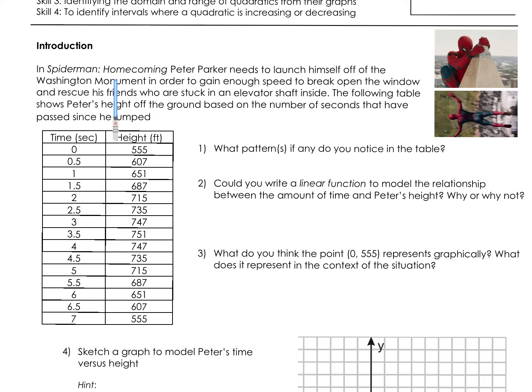All right, so Spider-Man. In Homecoming, Peter Parker needs to launch himself off the Washington Monument in order to gain enough speed to break open the window and rescue his friends who are stuck in an elevator shaft inside. The following table shows Peter's height off the ground based on the number of seconds that have passed since he jumped. As you look at the table, the patterns you should notice are that x is increasing by 0.5 seconds each time, and that the height is getting bigger and bigger until it hits 751.